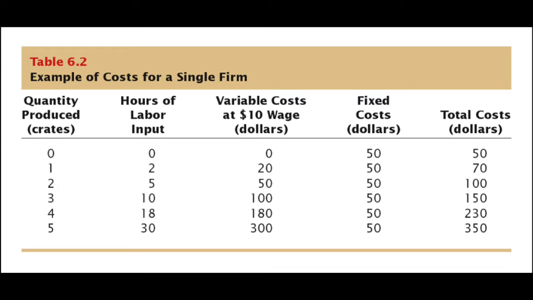This table shows the relationship between the cost of production and the quantity of pumpkin produced. In order to increase the number of crates produced, the firm must hire more workers, resulting in an increase in the total cost of production. The table also shows how total costs are calculated, for example, by adding the fixed costs and the variable costs at every level of production.